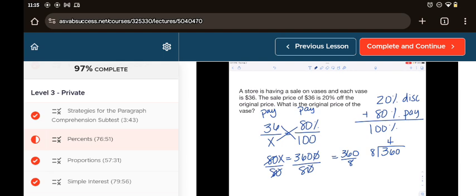8 goes into 36 4 times. 8 times 4 is 32. 6 minus 2 is 4. 3 minus 3 is 0. I bring down a 0. 8 goes into 40 5 times. So here, my answer is 45. Now, that is the whole, and that's what it's asking me for. Original price, remember, means whole.